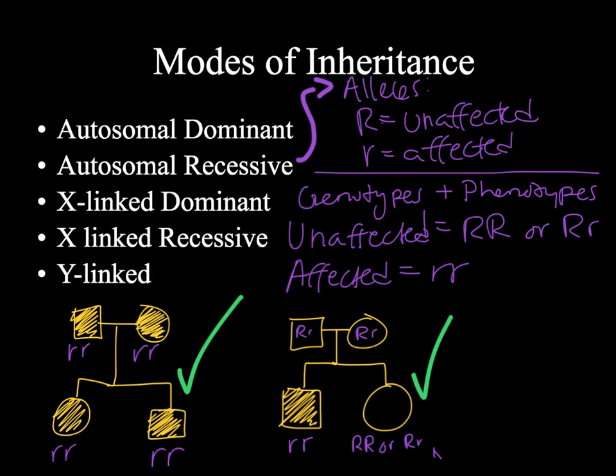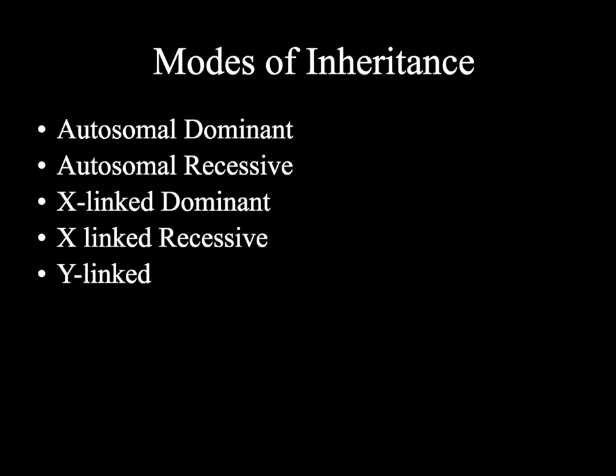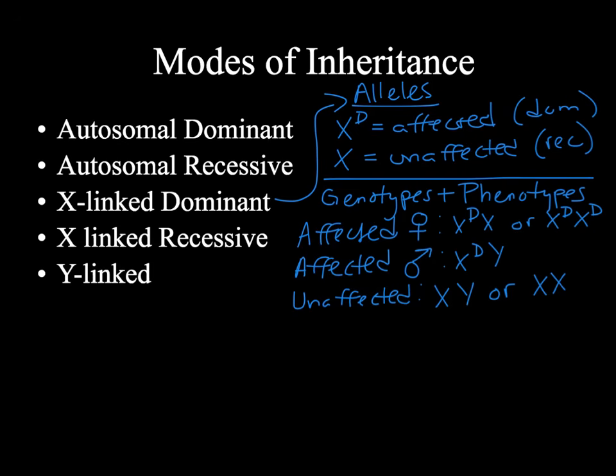Now moving on to our next mode of inheritance, X-linked dominant. Now, a trait that is X-linked dominant means that it is a gene carried on the X chromosome, and it behaves like a dominant allele. Now, if you have a trait that is X-linked dominant, then the affected women will just have to have one dominant X allele to have this trait. So she could be homozygous for the dominant allele or heterozygous for the dominant allele and the recessive normal allele. An affected man would just have one X, and therefore he would have the X dominant allele.